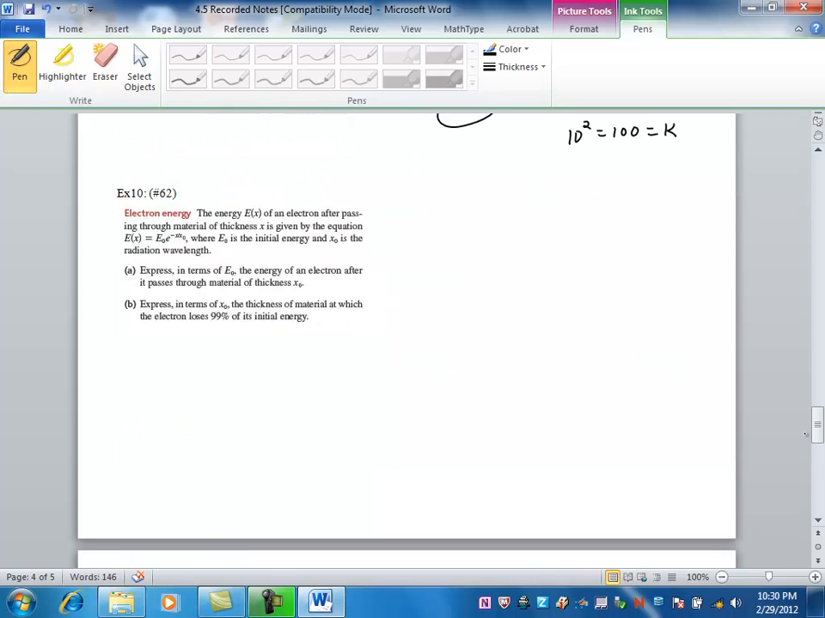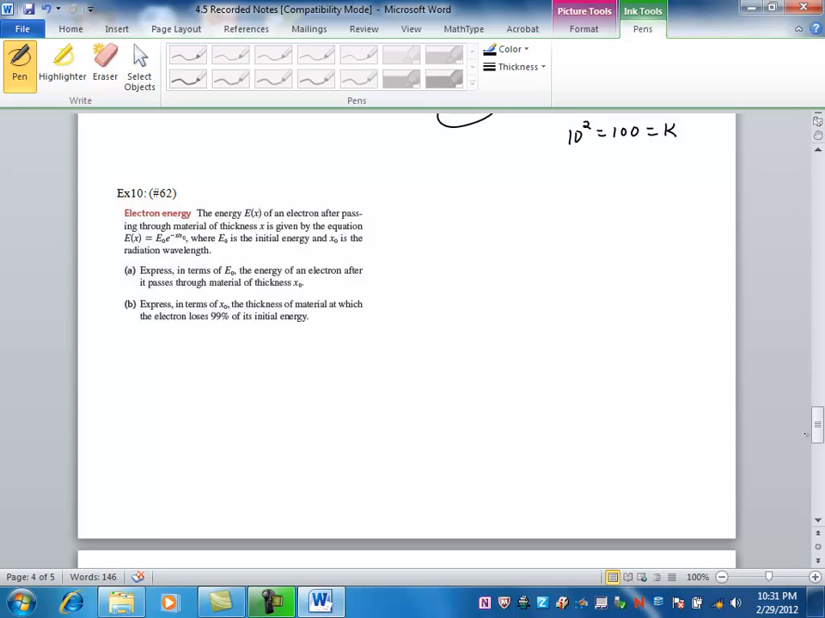Finally here, this last example, the energy E of x of an electron after passing through material thickness x is given by the equation E of x equals E sub naught e to the negative x over x sub naught, where E sub naught is the initial energy and x sub naught is the radiation wavelength. They want us to solve basically here for the energy of an electron after it passes through a material of thickness x sub naught.